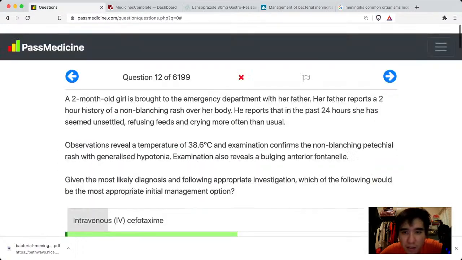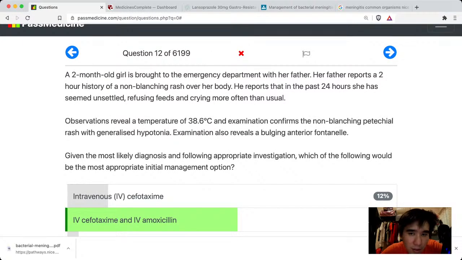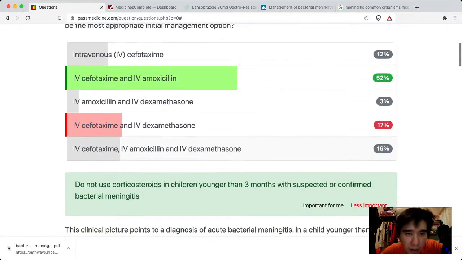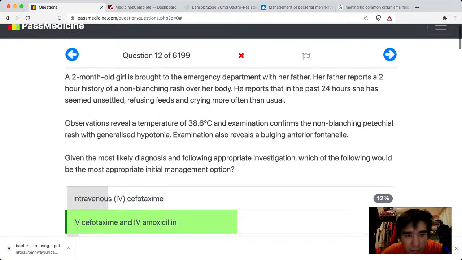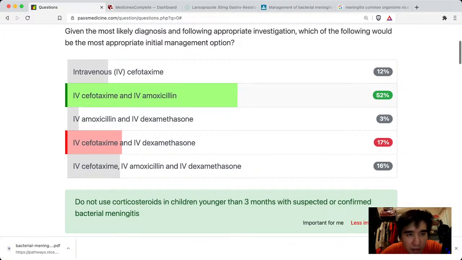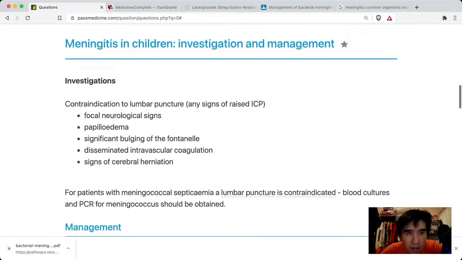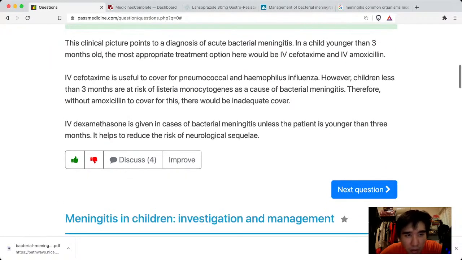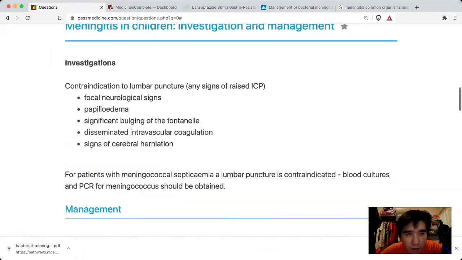Logically, if you have a rash, you're quite sure it's Neisseria meningitidis. Why are you not giving ceftriaxone? You can give ceftriaxone according to the guidelines. Oh well, just follow guidelines. Cefotaxime and amoxicillin. Okay. Should we go through this since we already went through the NICE guidelines? Just to reinforce our knowledge.